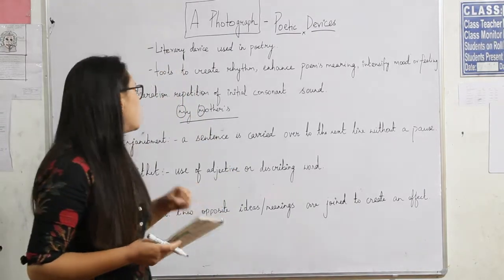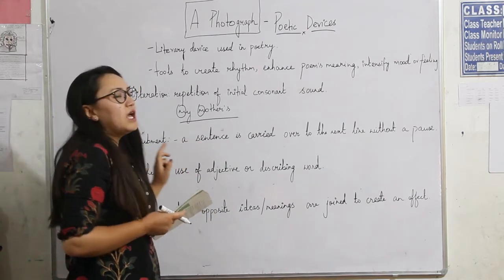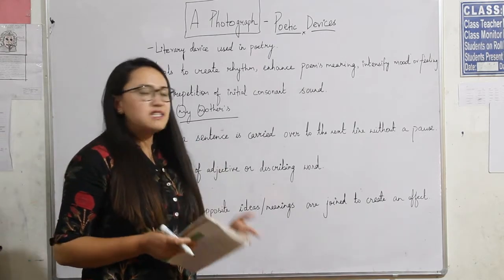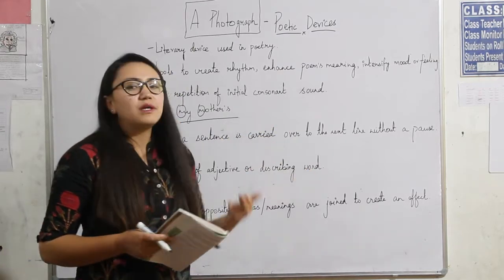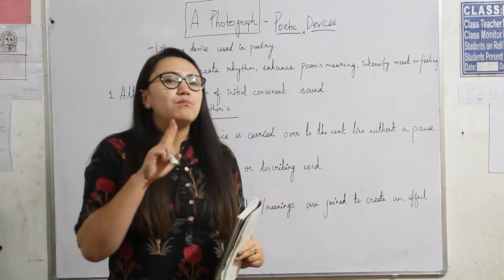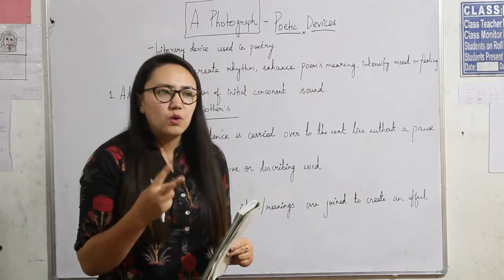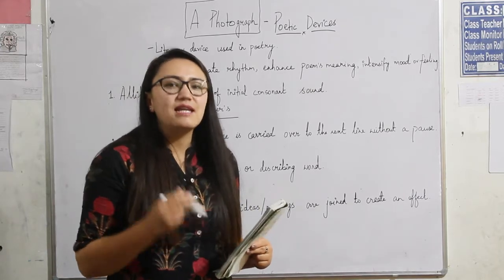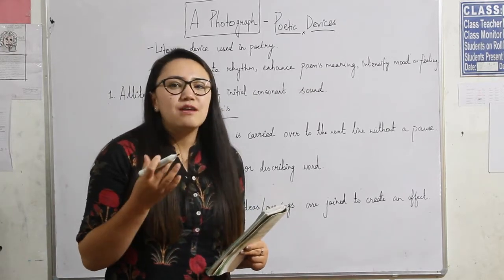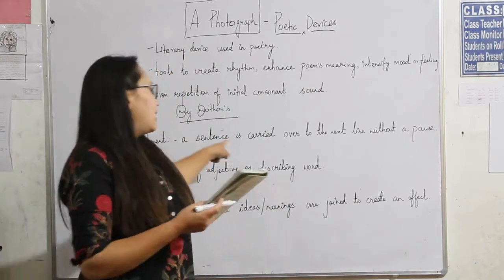So you all must be clear with enjambment now. Enjambment is a literary device in which a sentence is carried over to the next line without a pause. That means the meaning of the sentence is completing in two lines, but in the first line, the poet is not using any comma, full stop or any punctuation. So that is enjambment.